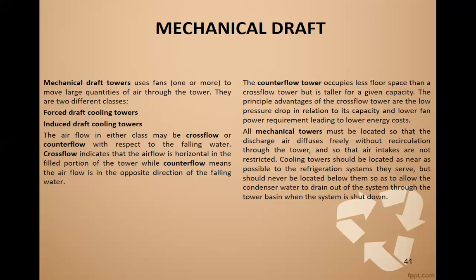All mechanical towers must be located so that the discharge air diffuses freely without recirculation to the tower, and so the air intakes are not restricted. Cooling towers should be located as near as possible to the refrigeration system they serve, but should never be located below them, so as to allow condenser water to drain out of the system to the tower basin when the system is shut down.